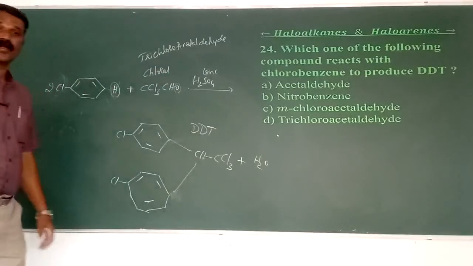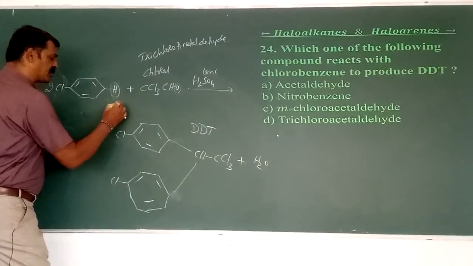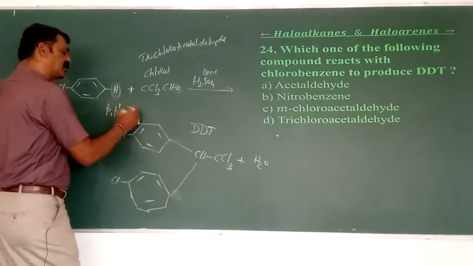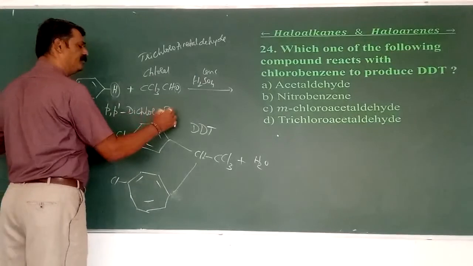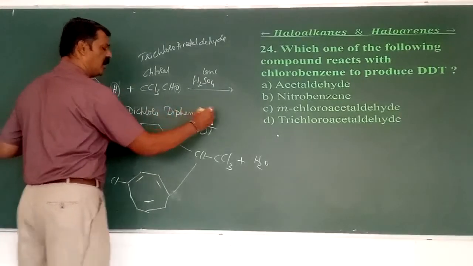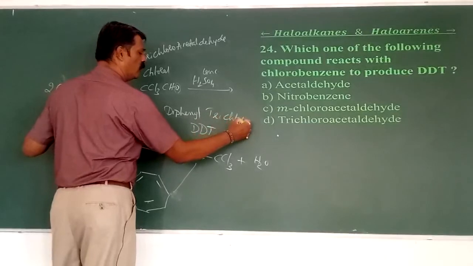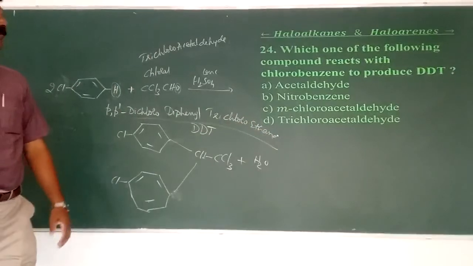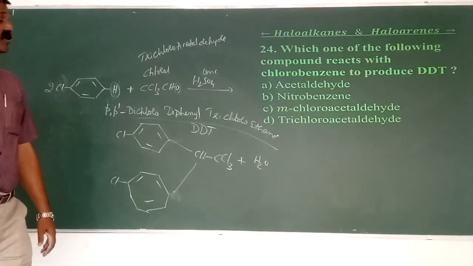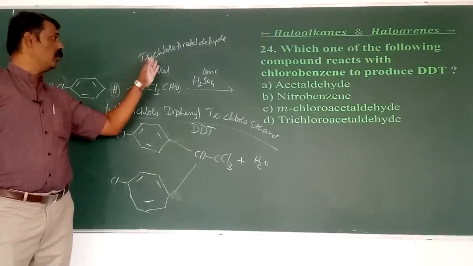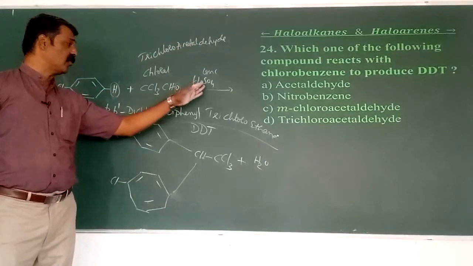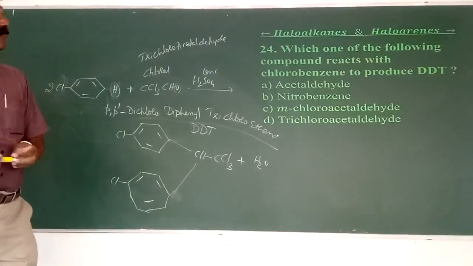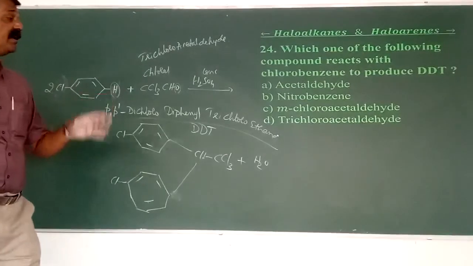What is DDT? p,p'-dichloro diphenyl trichloroethane. Why is it called p,p'? Because the chlorines are in the para position. It is abbreviated as DDT, an example of an insecticide. That is, when chlorobenzene is made to react with chloral, also called trichloroacetaldehyde, in presence of concentrated sulfuric acid, it undergoes dehydration to form p,p'-dichloro diphenyl trichloroethane, which is abbreviated as DDT.